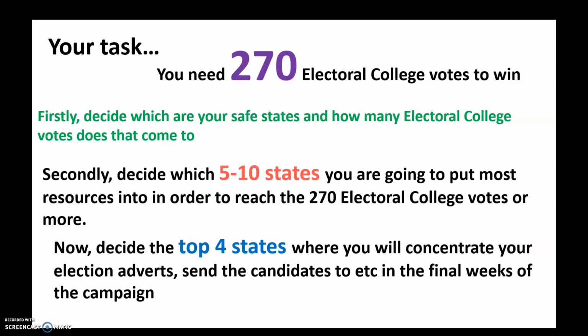So from that kind of safe state number, you should have a number for that. So you might have 167 or 212 or whatever. Your 5 or 10 states which are going to get you comfortably over 270, and then which are the 4 most crucial states which you need to spend time on in those last couple of weeks of the election campaign to try and make sure that your candidate wins. And from that, hopefully what you should get are the so-called swing states, the states that flip from one election to the other on a fairly regular basis.